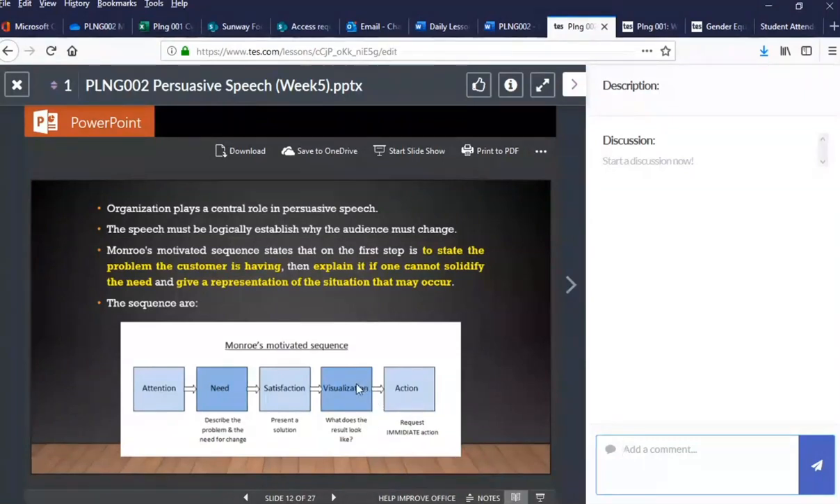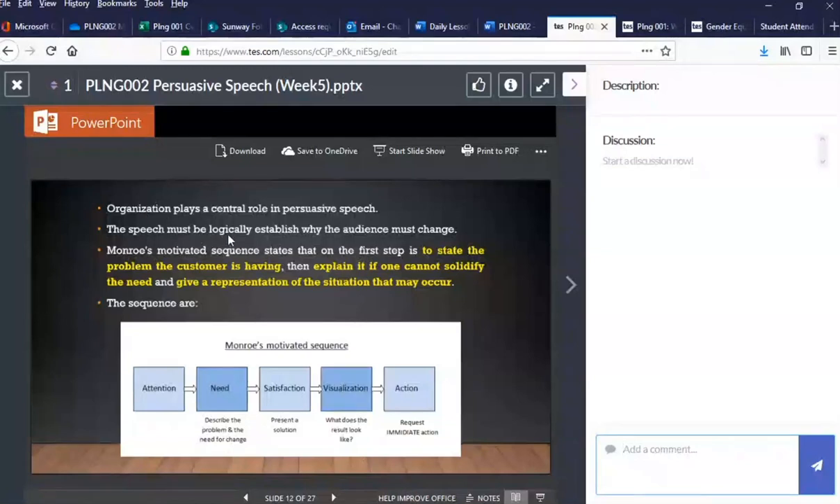This visualization can go both ways. You can do a positive visualization, meaning if they adopt your solution, what will happen to them? Life will be great. Or you can use negative visualization, where they have heard your speech and know their problem, but do not adopt your solution. So what will happen to them? Life will be bad. After the visualization, urge them, push them to take immediate action, to do it today. So this is Monroe's motivated sequence.